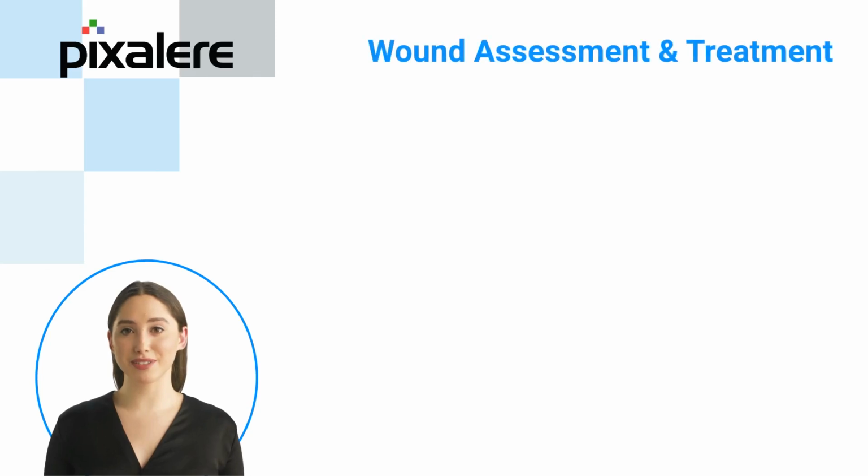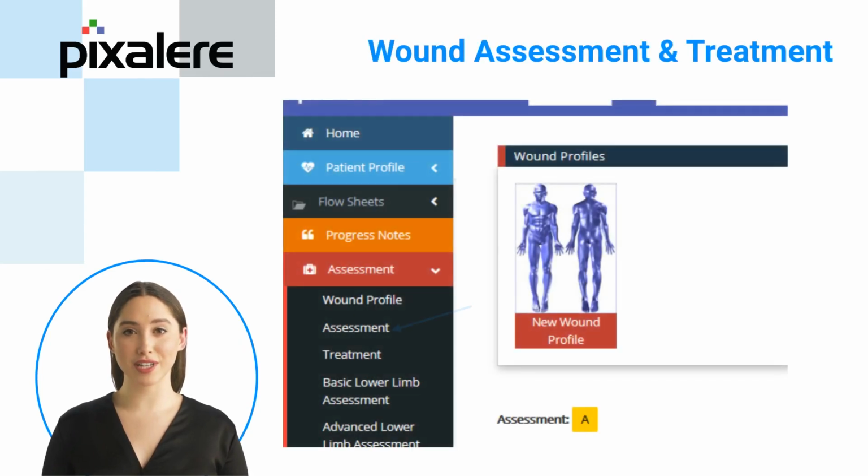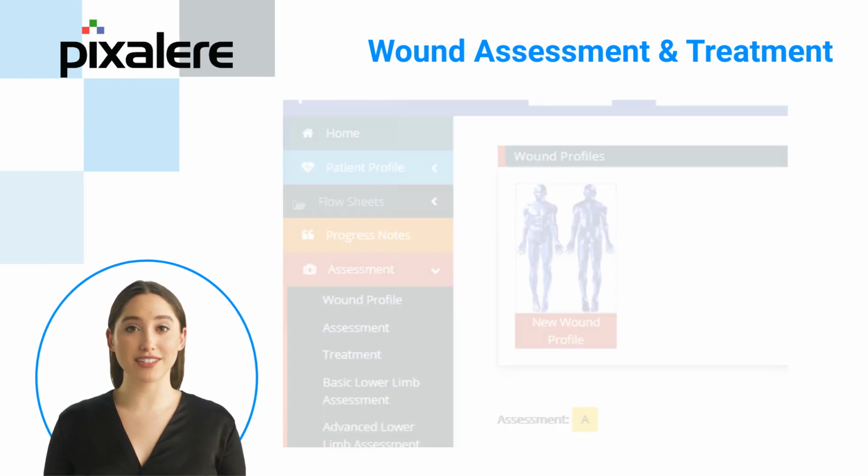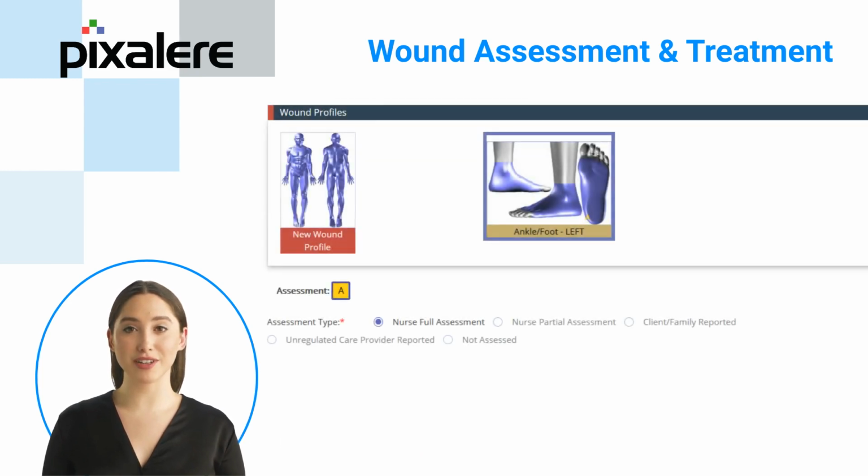To add an assessment, let's move to the assessment page. Click Assessment below Wound Profile in your navigation menu, or you can click on the alpha created. Both will open the assessment page. The page that opens reflects the wound profile you are working on.